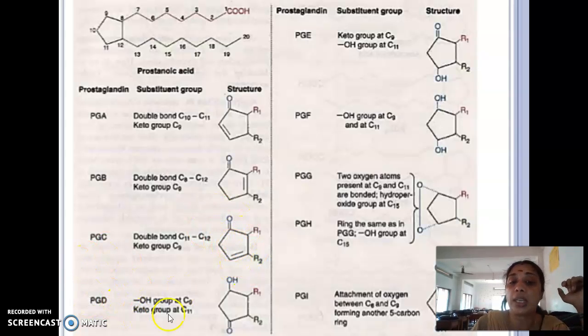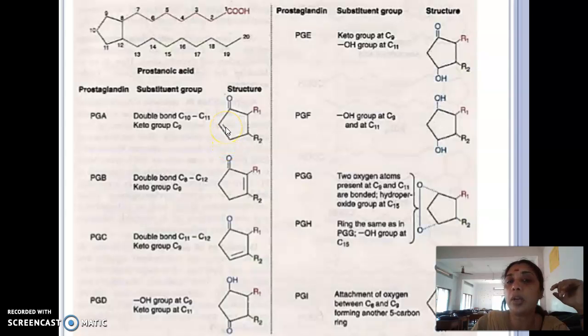In case of PGD, see, the double bond is moving from the 10th towards the 11th, and it is forming a keto group there, and the keto on the 9th position is replaced with a hydroxyl group. So that's the difference between PGA and PGD. Okay, so in the PGA family, the keto group was in the 9th position. In case of the PGD family, it is shifted from the 9th to the 11th.